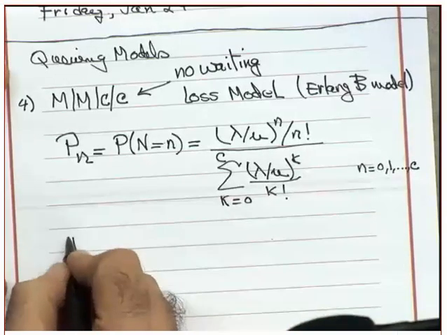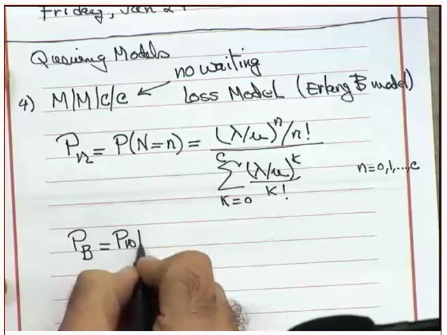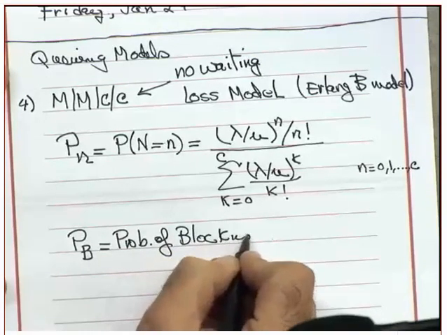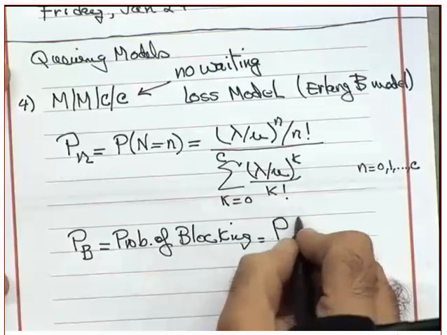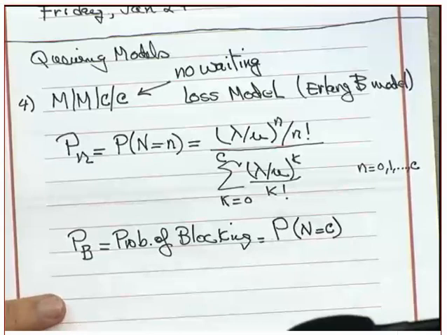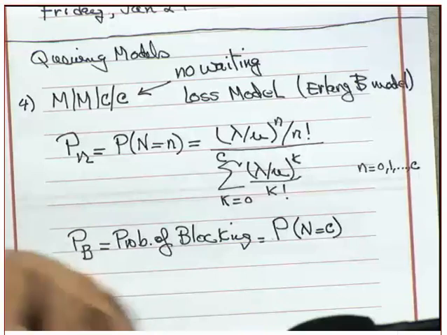Then we defined the probability of blocking. This is equal to the probability of n equal to C. When n equals C, there are C packets in the system, which means all the servers are busy. Then the system will become blocking. More packets coming will not enter.